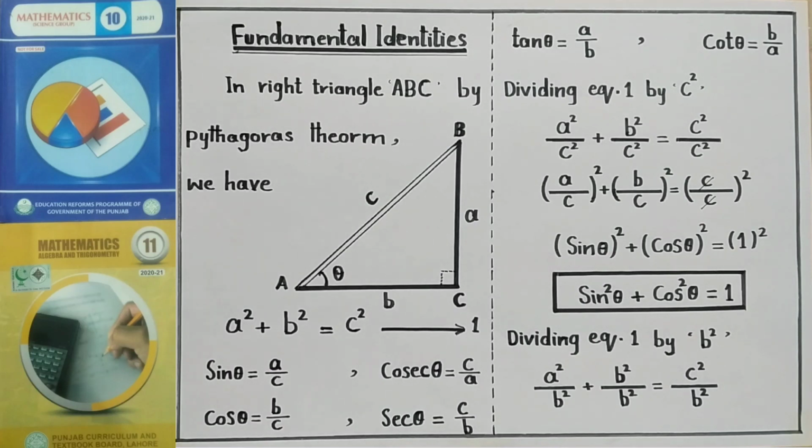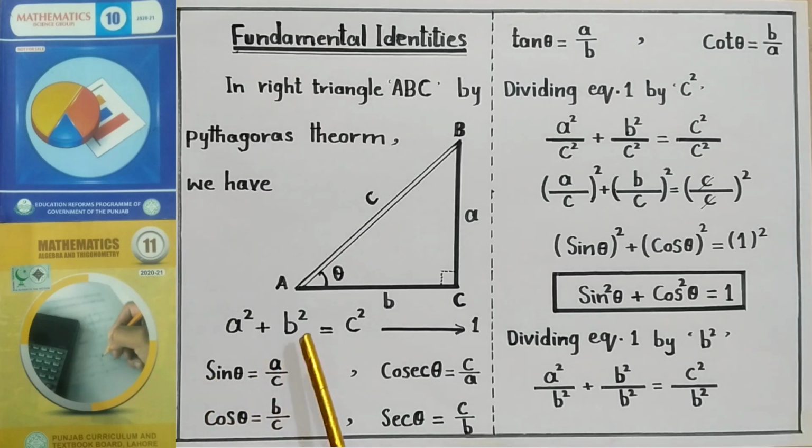So by Pythagoras theorem we have a square plus b square is equal to c square. That is, square of base plus square of perpendicular is equal to square of the hypotenuse. It is called Pythagoras theorem. Now we repeat some relations given in the front page.